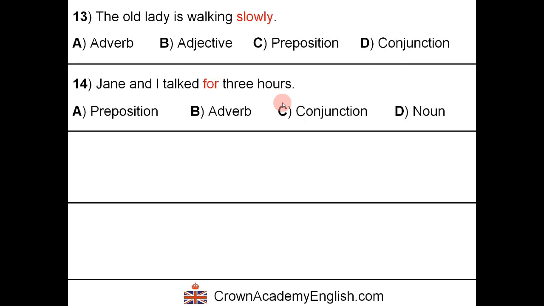Question 14. Jane and I talked for 3 hours. The word in red is for. So in this sentence, what type of word is for? Is it A, a preposition, B, adverb, C, conjunction, or D, noun?